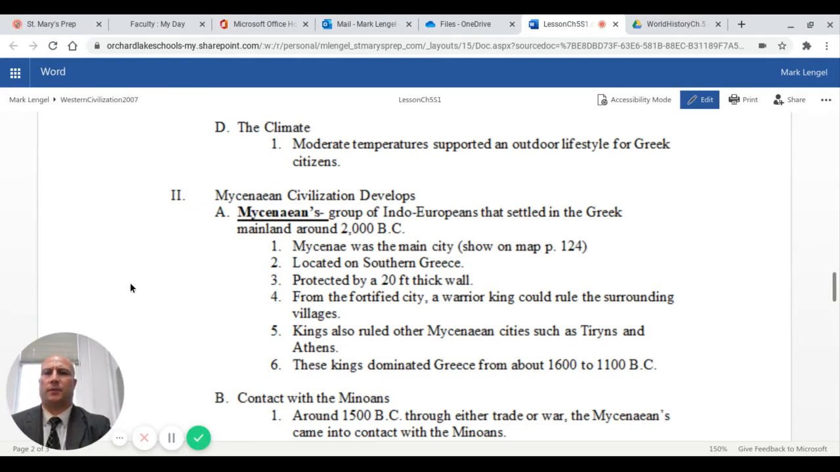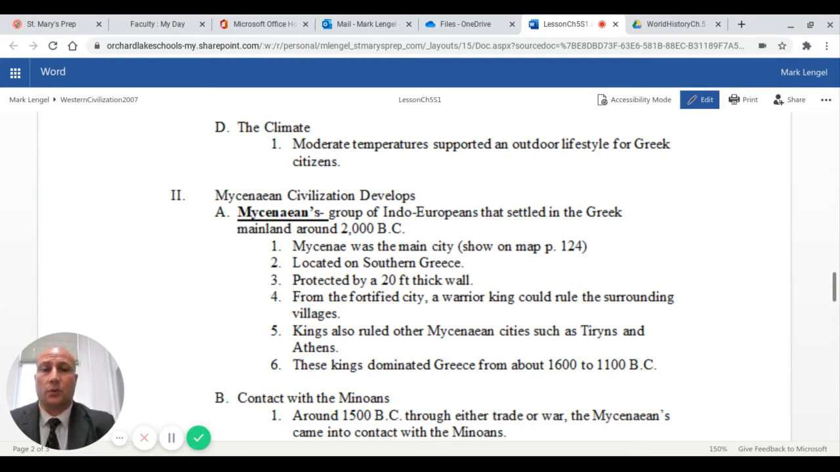Okay, now, one of the things about Mycenae is that it had a 20-foot thick defense wall. It was a place where a warrior king could go out, attack surrounding villages, and then fall back behind these walls. The Mycenaeans conquered other places such as Tiryns, and they even controlled Athens at some point in time. These kings dominated the Greek mainland from about 1600 down to about 1100 BC, so a good 500 years in power.